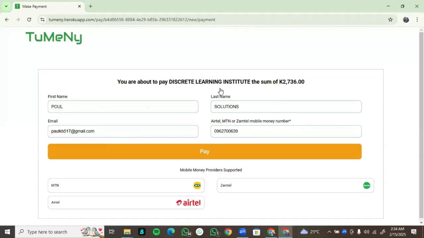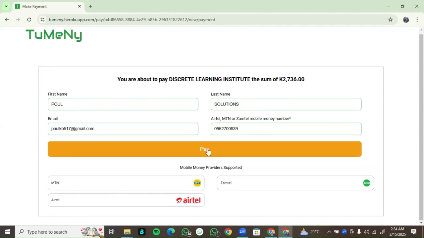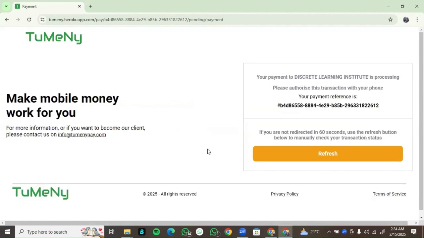Right, so it's going to take you to this page. Here it's telling you you're about to pay DISCRETE Learning Institute the sum of this money. So you just click on pay. Once you click on pay, it will take you to this page, and then on your phone, you're going to receive a message to input the password for your mobile money. Once you input the password for your mobile money, it means that you've registered.